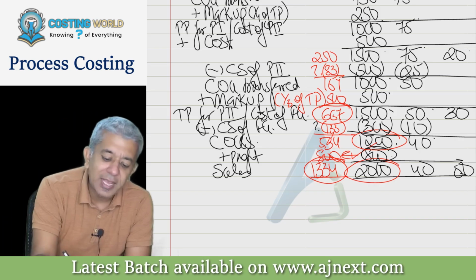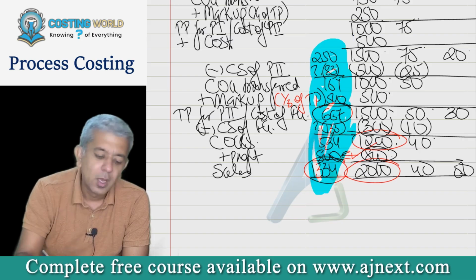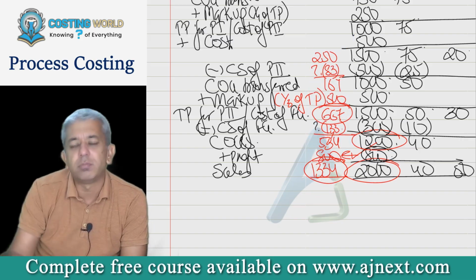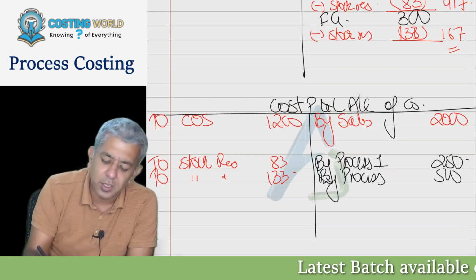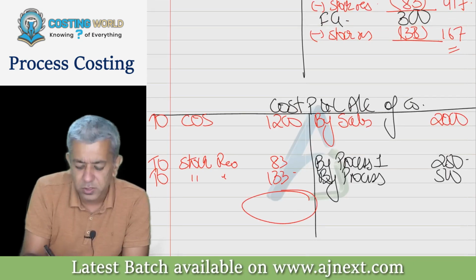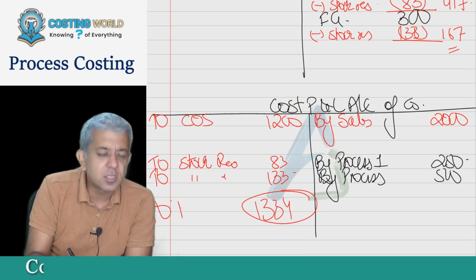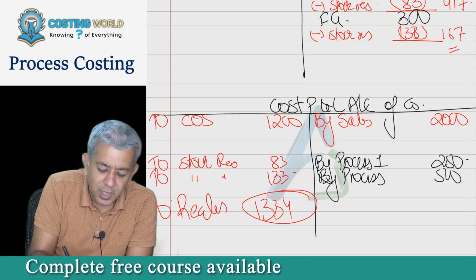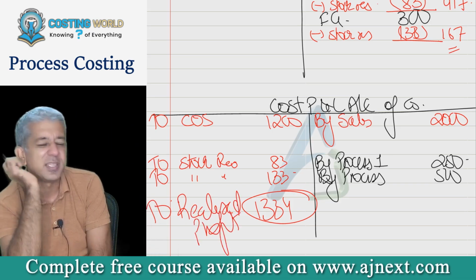Now, ICAI makes this column. But if somebody wanted a better knowledge, I made exactly the same thing by making a costing profit and loss account. Obviously, this figure will be 1334. This is the profit of the company. Popularly, this is also called realized profit. This is the profit that the company has realized. Is this all okay?